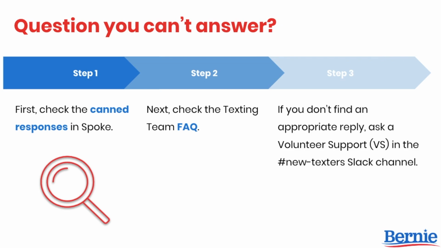Okay, so you know the difference between negative debate and constructive discussion. You know when to opt out and when not to opt out. But what do you do when you hit a question you don't know how to answer? Simply follow these 3 steps. First, check the canned responses in Spoke. Next, if you don't see an answer, check the texting team FAQ. If you're still struggling to find the right reply, ask a volunteer support in the new texters channel on Slack.